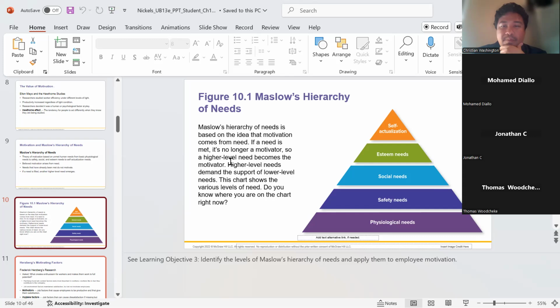So, understanding Maslow's hierarchy of needs: is self-actualization a part of it? Is esteem a part of it? Definitely something you'd see on the test. And I'd say it's important to understand as well.